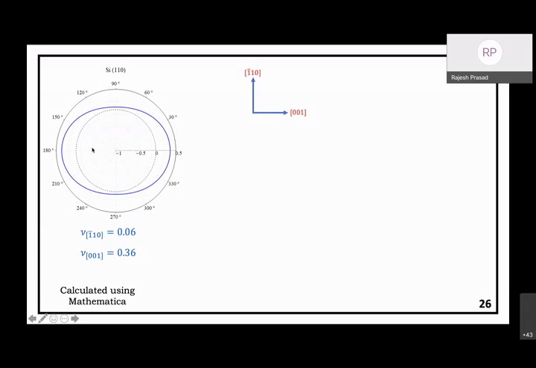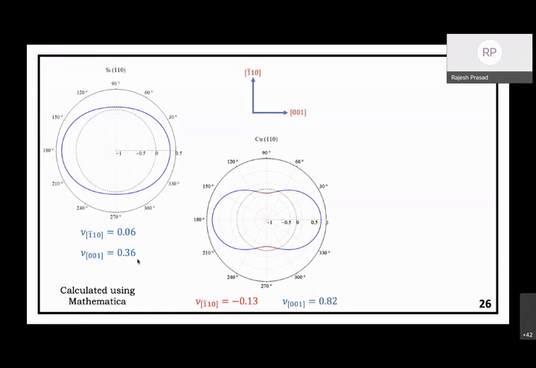So for silicon, although it is anisotropic, unlike copper, it is not showing any auxeticity anywhere. It's positive everywhere. So along the 110 direction, it is a small value, 0.06. And along the 001 direction, it is a high value, 0.36. So quite a significant factor, 6 times. It changes 6 times within that same plane for a given loading direction. If we look at copper, we have already done that. And we saw that along the 110 direction, there was auxeticity.